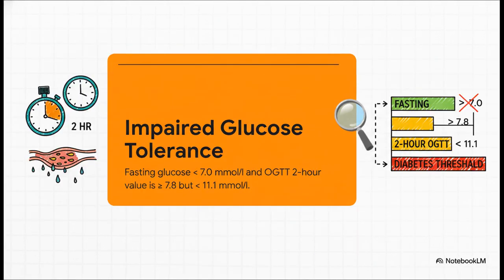Next, we have impaired glucose tolerance, or IGT. The big difference here is that you can only diagnose IGT with an oral glucose tolerance test. So the patient's fasting glucose will be below 7.0, but their 2-hour number after the glucose drink falls between 7.8 and that diabetic cutoff of 11.1.